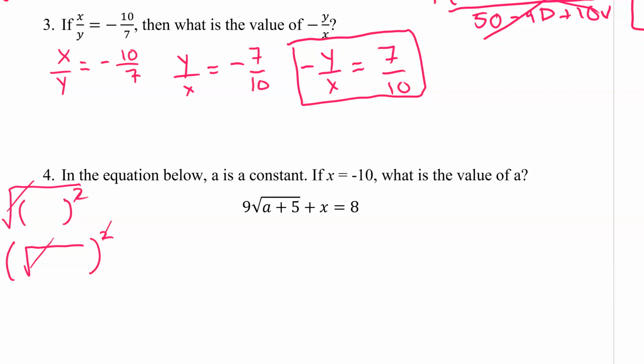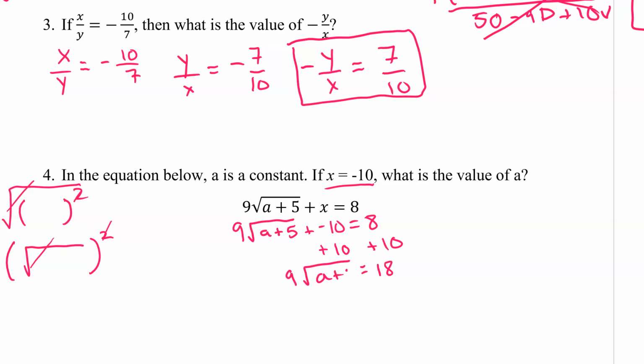So here we've got 9 times the square root of a plus 5 plus x equals 8. We're looking for the constant a if x is equal to negative 10. So we've got 9 times the square root of a plus 5. And then instead of plus x, I'm going to put plus negative 10. You could also have written minus 10. We want to get that negative 10 to the other side, right? Because our goal is to get that square root by itself so we can get rid of it. So I've got 18 equals 9 square root a plus 5.